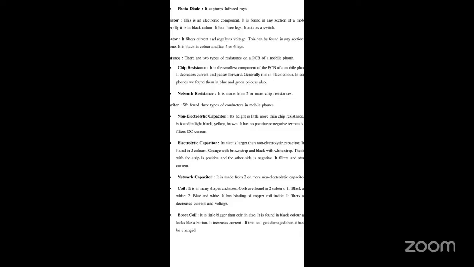Next, electrolytic capacitor. Its size is larger than the non-electrolytic capacitor. It is found in two colors: orange with a white and brown strip, and black with a white strip. The side with the strip is positive and the other side is negative. So it filters and stores current.